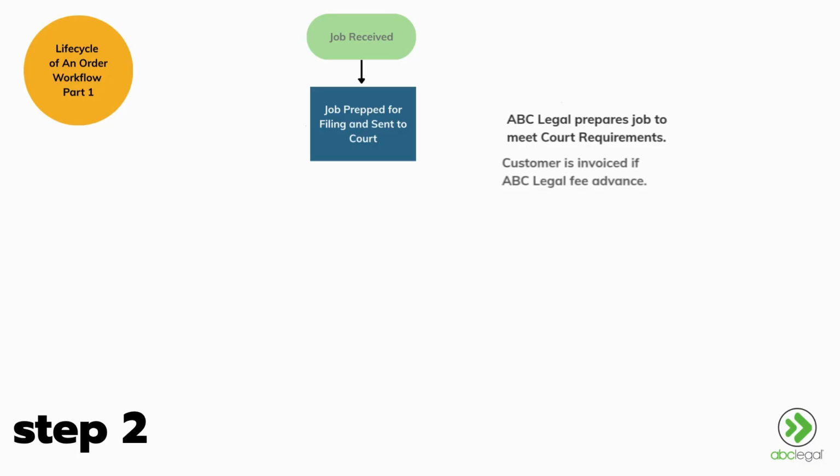Step 2. Once received and entered, the new job is prepped and processed for out-to-court filing and then sent to the court. ABC Legal prepares the job to meet court requirements, and the customer is invoiced if there is a fee advance. A fee advance refers to the filing fee added to jobs going to court. This fee is added by requesting either an ABC check or a money order. Court requirements may vary based on jurisdiction. Note, additional training on specific filing rules will be provided by departments.